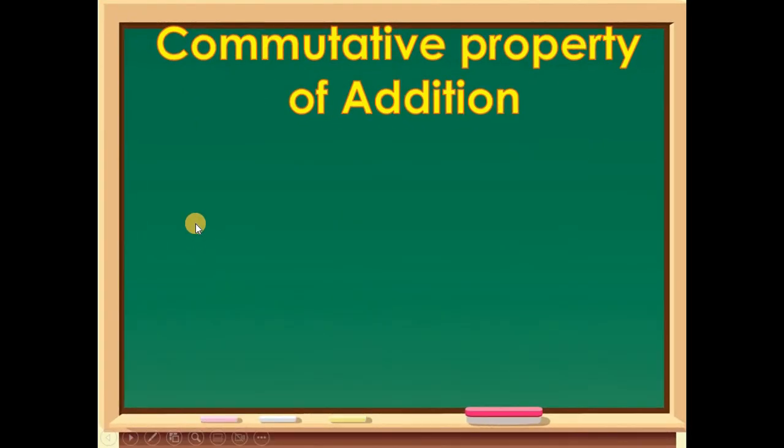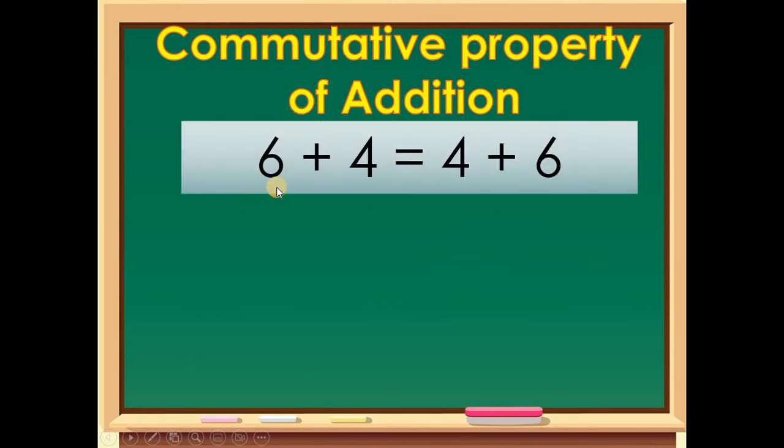So let us have an example. We have here the commutative property of addition. So paano kaya yan? So 6 plus 4 equals 4 plus 6. Kung mapapansin natin dito sa left side, nauna yung 6, while on this right side, pangalawa na yung 6. So nagkabaliktad. So kahit magkabaliktad yung addends, hindi magbabago ang sum at that is commutative.